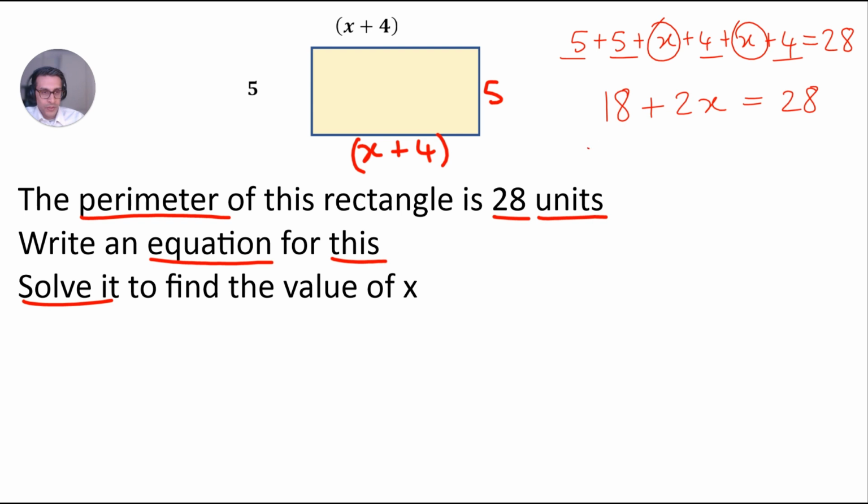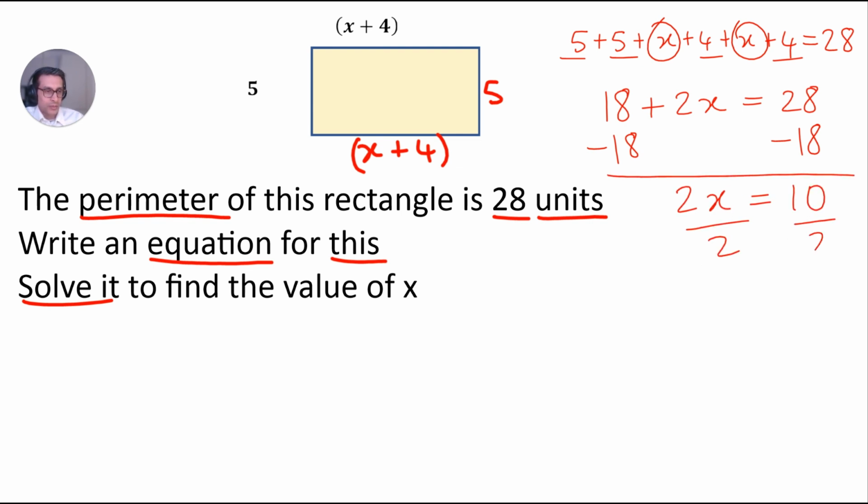Now we just need to solve this. I'm going to take away 18 from both sides. So that's going to say 2x is equal to 10. And then I'm going to divide by 2, divide by 2. So x is equal to 5.